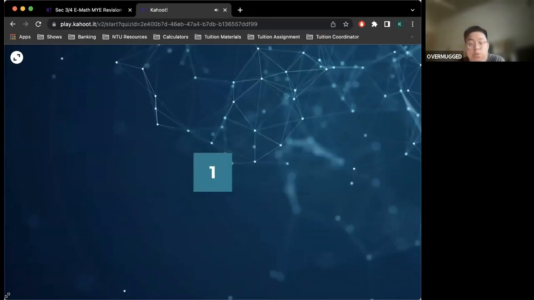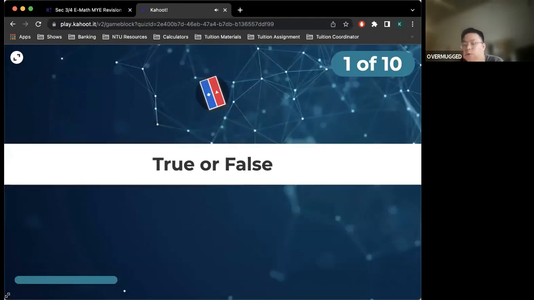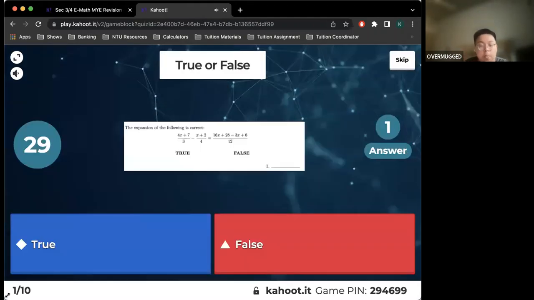Okay, I'll read the question to you as well. All the questions are true or false, and there are 10 in total. The following expansion is correct. True or false? Now remember, if you never played Kahoot before, Kahoot is a time-based thing. So if possible, go as fast as possible, but of course, be accurate as well. Three, two, one.